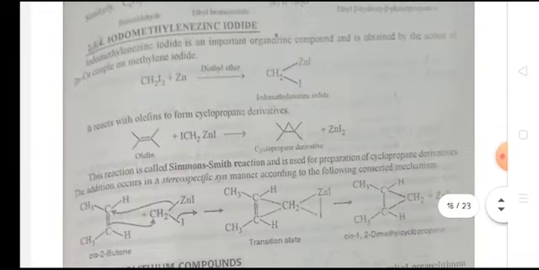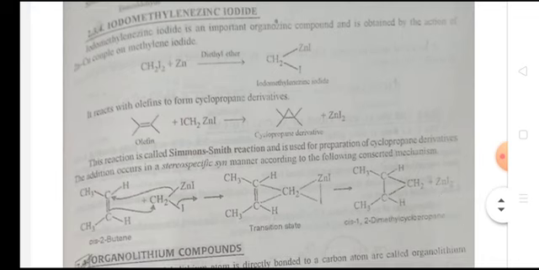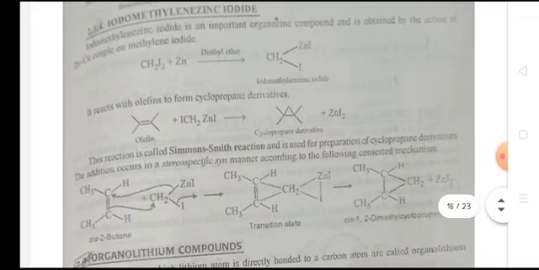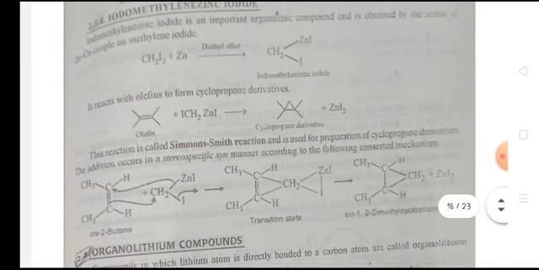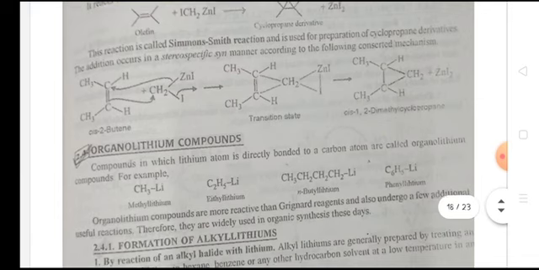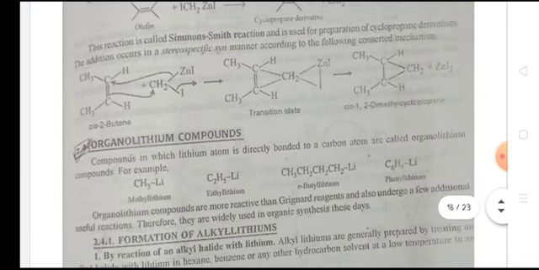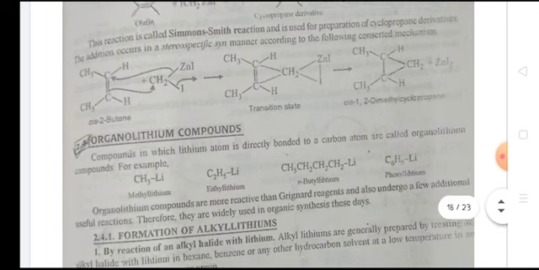Iodomethyl zinc iodide. Iodomethyl zinc iodide is an important organozinc compound obtained by the action of the Zn-Cu couple on methylene iodide. This reaction is called the Simmons-Smith reaction and is used for the preparation of cyclopropane derivatives. This addition occurs in a stereospecific syn manner according to the following considered mechanism.